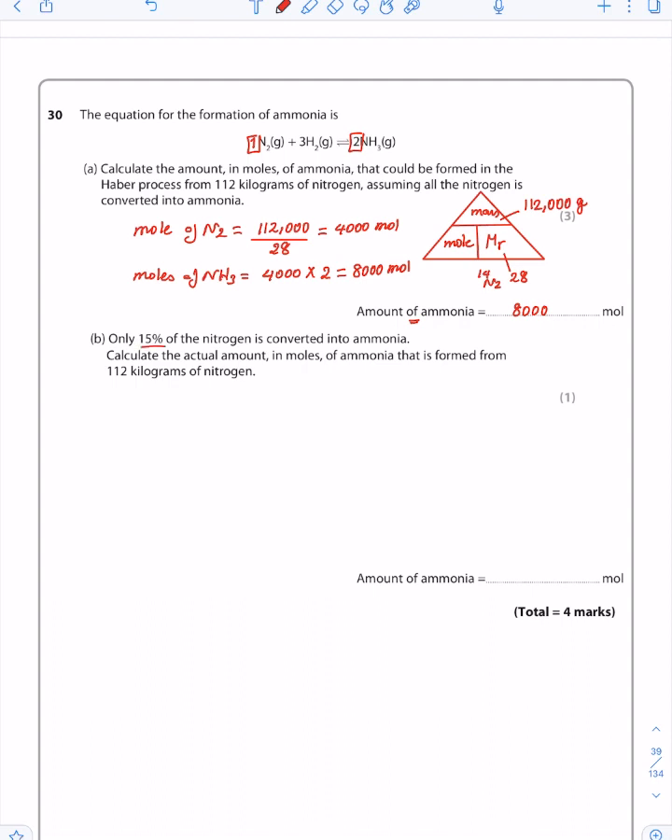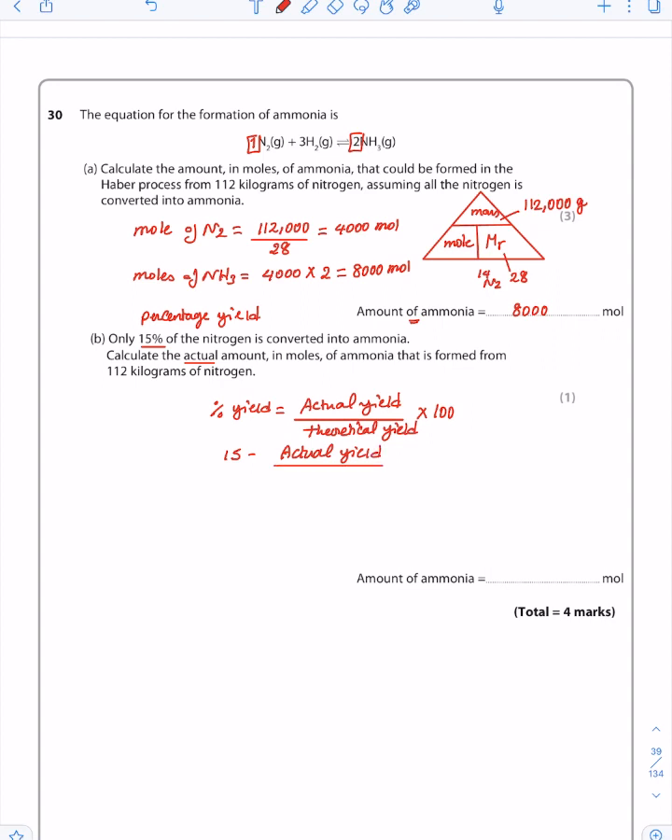Only 15% of the nitrogen is converted into ammonia. So this is the percentage yield. Calculate the actual amount, the actual yield of ammonia that is produced from 112 kilograms of nitrogen. The law says that the percentage yield is equal to the actual yield over the theoretical yield times 100. We have the percentage yield given as 15 and the actual yield is unknown. That is what is required, the actual yield.